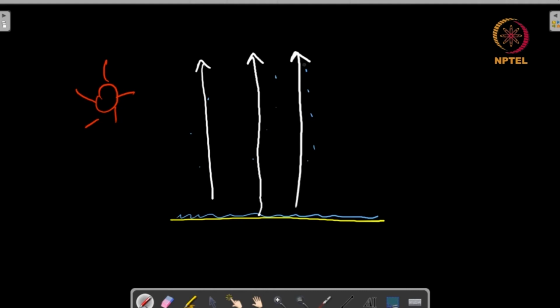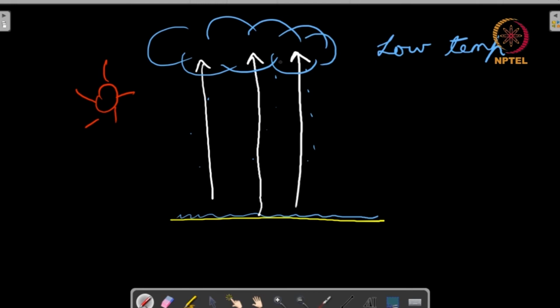Now we know that as we move up, the temperature reduces. So here you have a low temperature, and in this low temperature, this water vapor condenses. When it condenses, it forms clouds in this area. And when the clouds get formed, and when you have a lot of moisture that is moving into the clouds, the air becomes super saturated and then it starts to condense here.